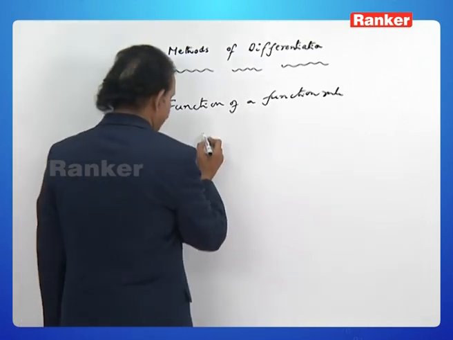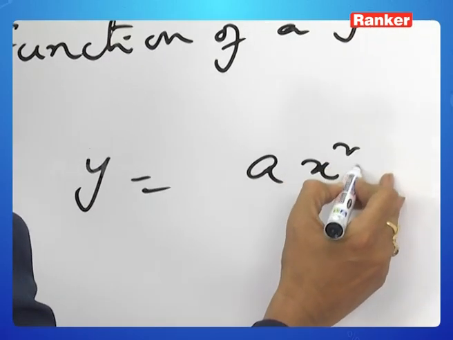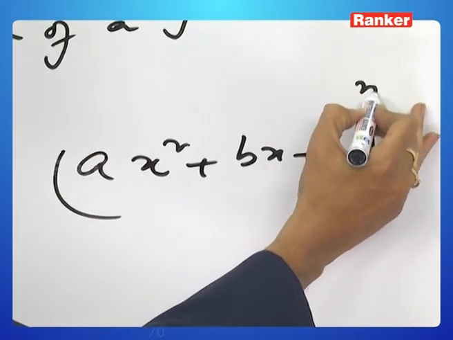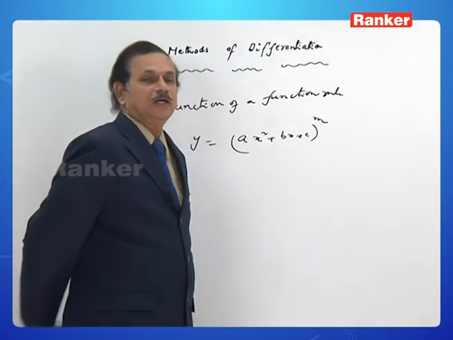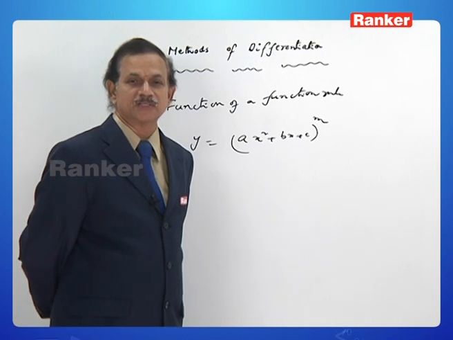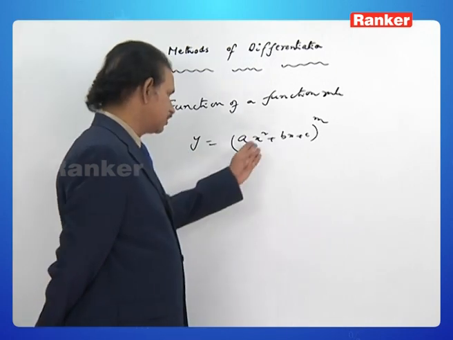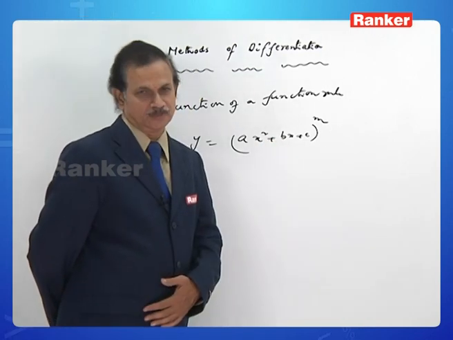You observe the function y is equal to (ax square plus bx plus c) whole to the power of m. In this, two functions are there, f of x equal to x power m, g of x is equal to ax square plus bx plus c. Actually speaking, f of g of x is nothing but (ax square plus bx plus c) to the power m. So, function of a function.